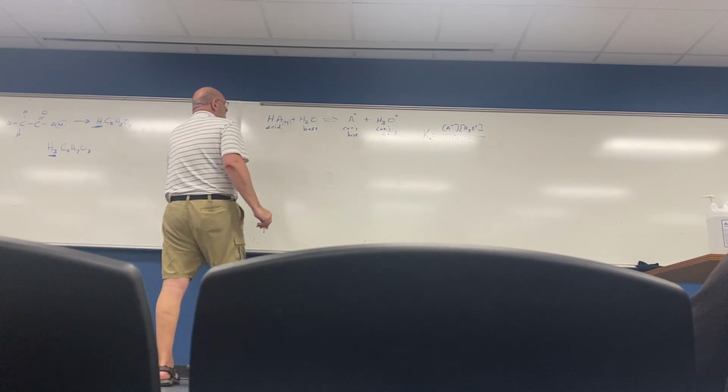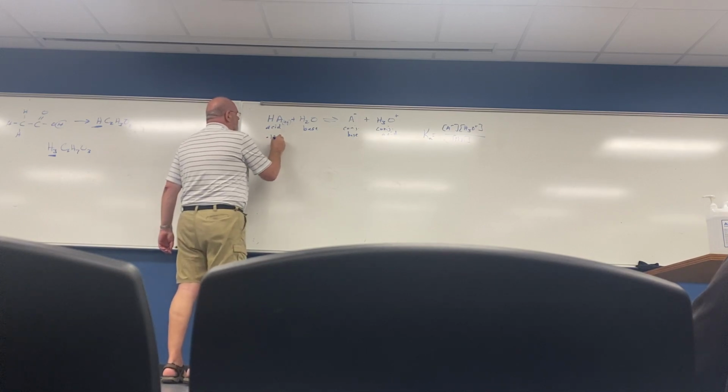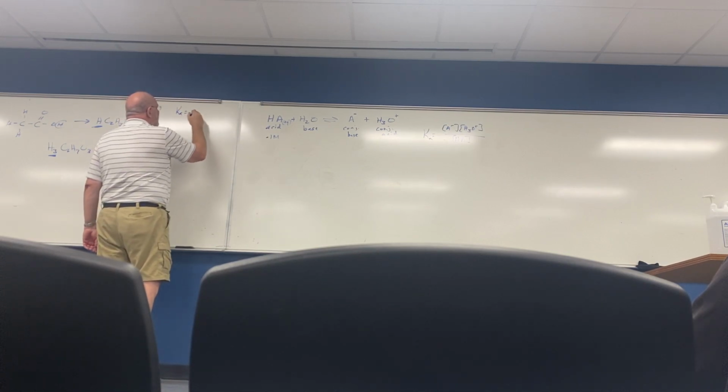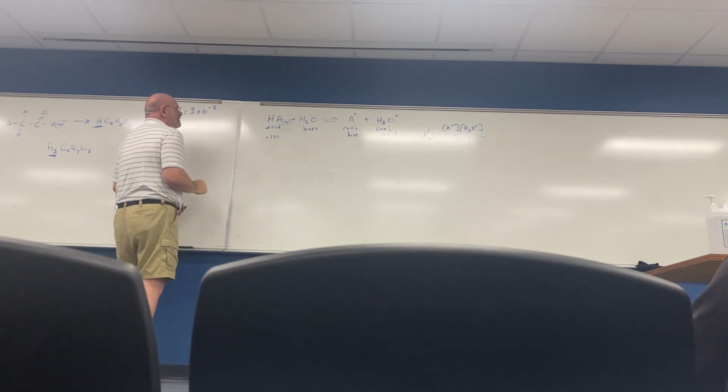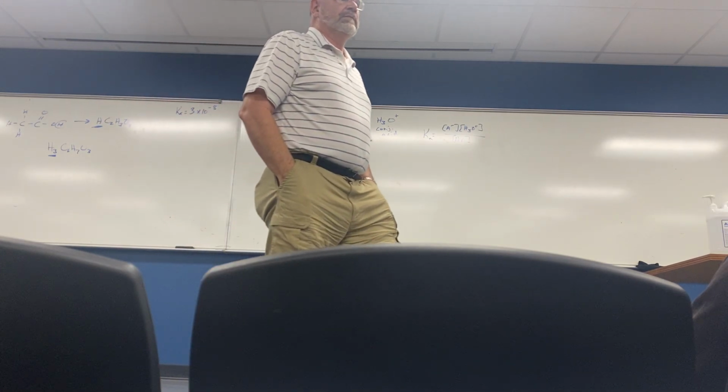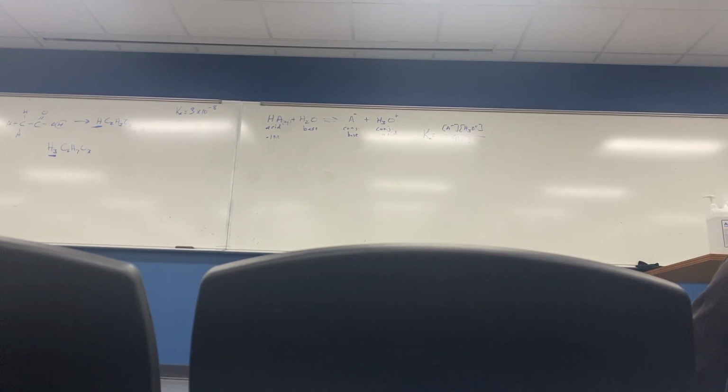So let's do this. You have 0.1 molar stuff, and you're told the Ka of this is 3 times 10 to the minus 8. Well, let's work it out. What's the pH? We're going to follow the normal rules for equilibrium, which is what? Set up our ICE table, probably. Something like that. Yeah, if you insist.